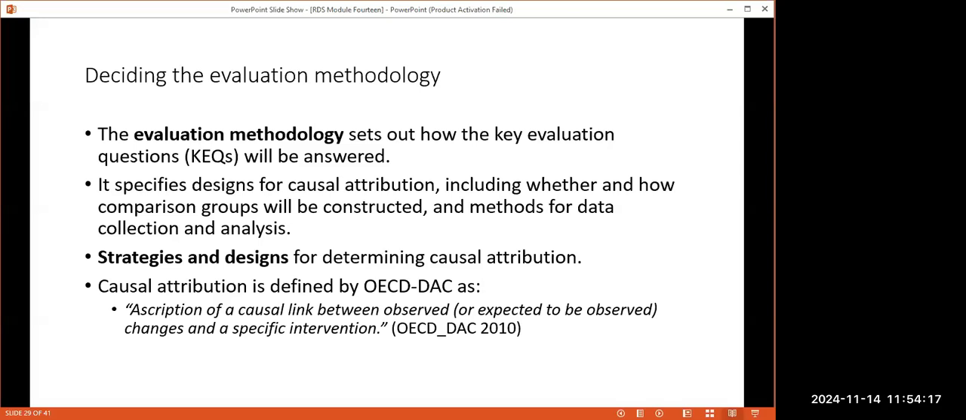So it also can help us to come up with strategies and designs for determining the relationship between what was expected and what has happened, the causal attribution. What's a causal attribution? This is an ascription of a causal link between observed or expected to be observed changes and a specific intervention. So when you have a specific intervention, you want to understand why things happen the way they happen, why an impact is said to have emerged.